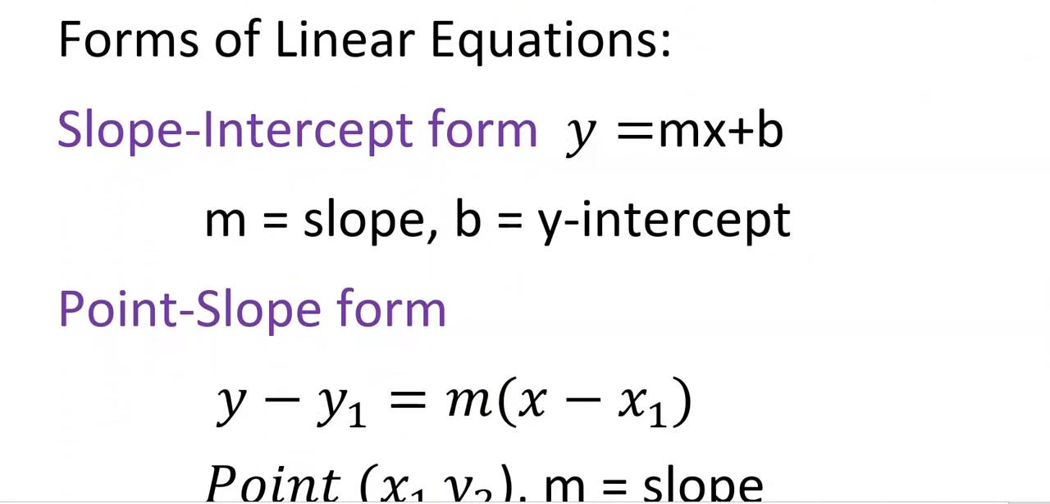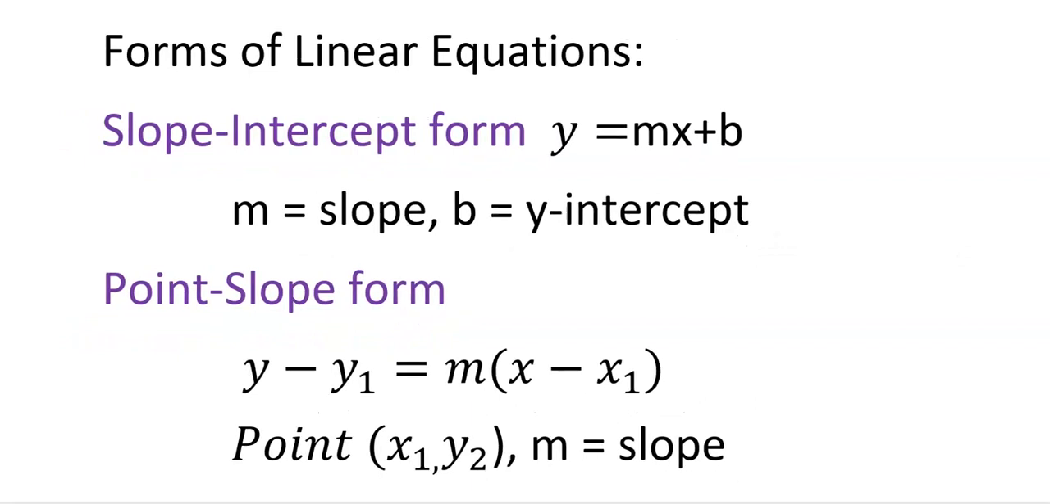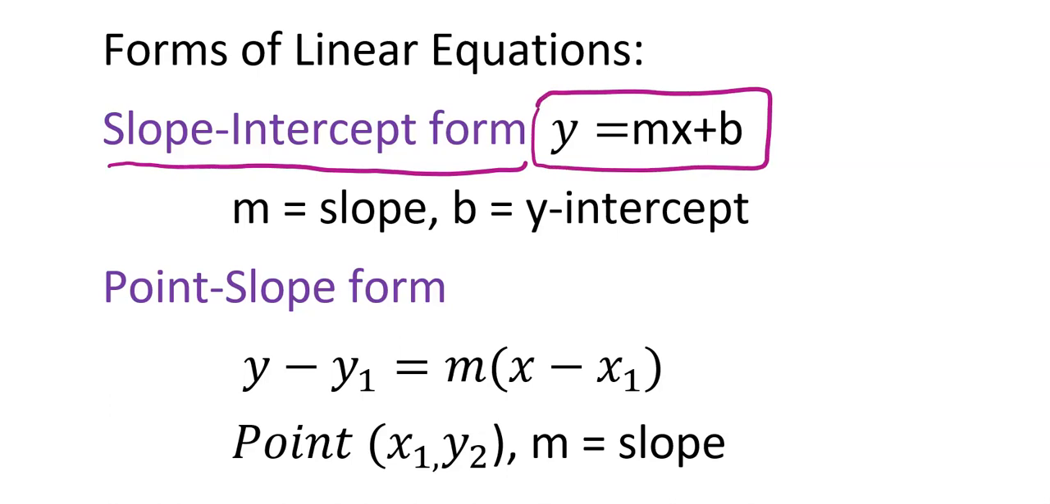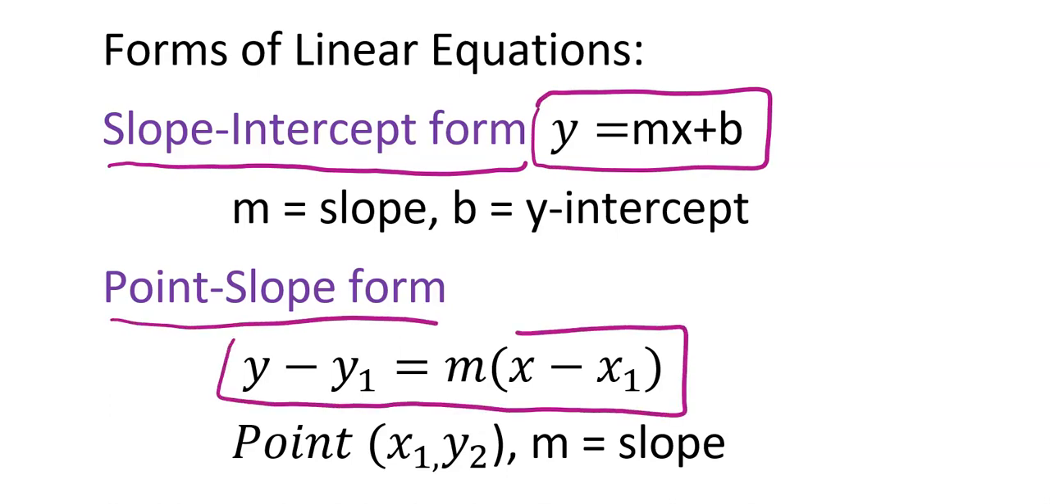Okay, so here we have a couple of forms of linear equations. So in your notes as well, put slope-intercept form. That's this one. Point-slope form is this one. You can put what those things stand for. These are also on the formula sheet.